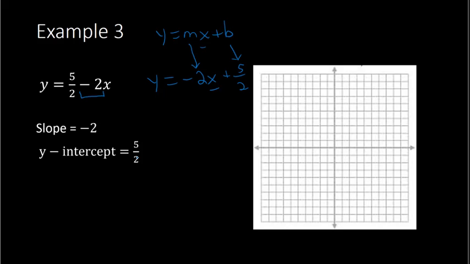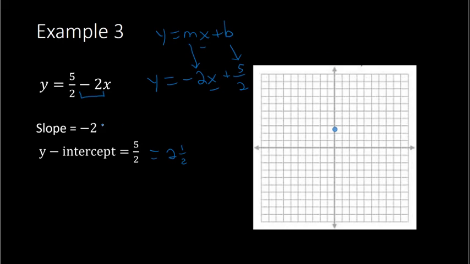Now from here we can graph very quickly. The y-intercept is 5 over 2, which is 2.5, and that's where it crosses the y-axis. So on the y-axis, I go up 2.5 to get this point right here. It's between 2 and 3.